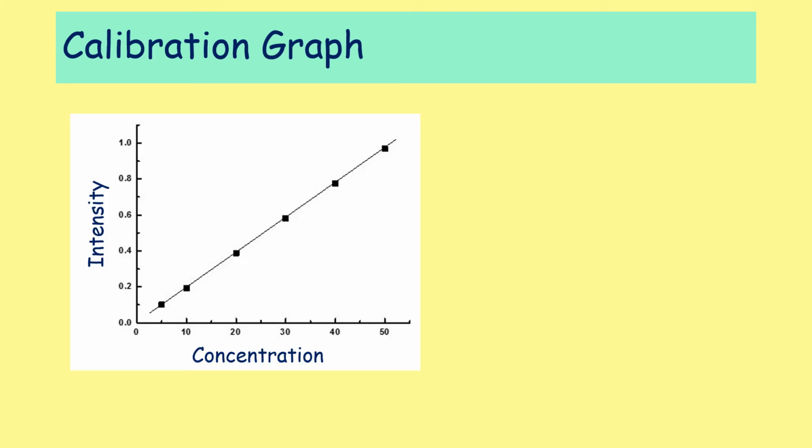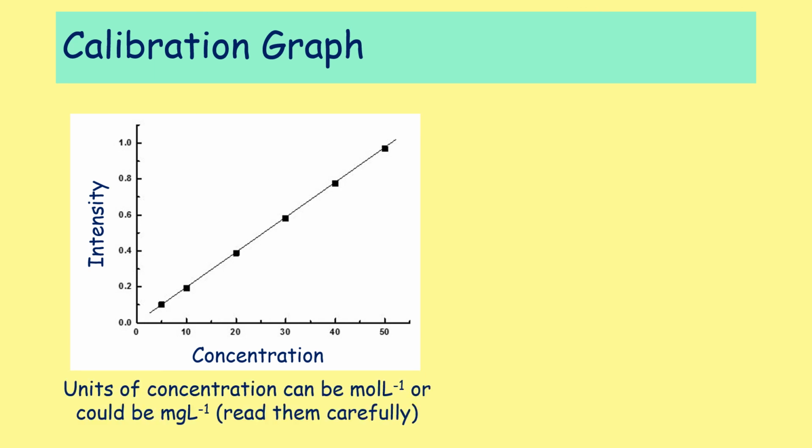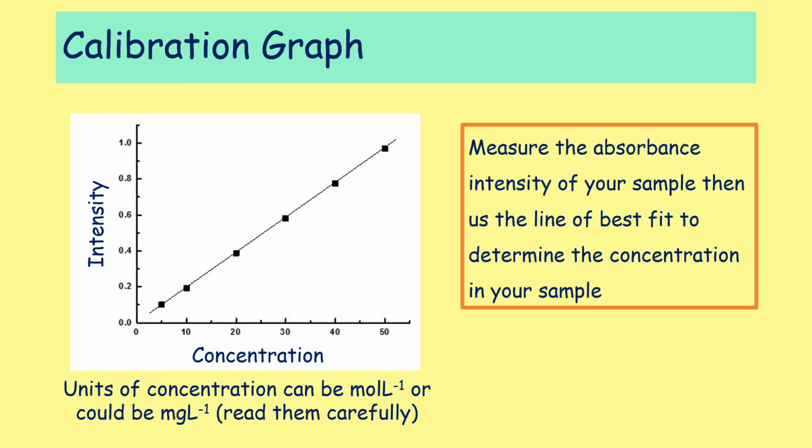So this is what your calibration graph should look like. Nice straight line, intensity on the left-hand side, concentration along the bottom. The units of concentration could be moles per litre, or they could be given in terms of mass per volume, so milligrams per litre. You measure the absorbance intensity of your sample, and then use the line of best fit to determine the concentration. So if this was your intensity, you would read across to your line of best fit, and then read down.